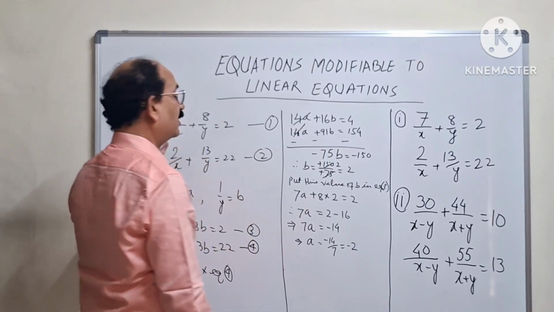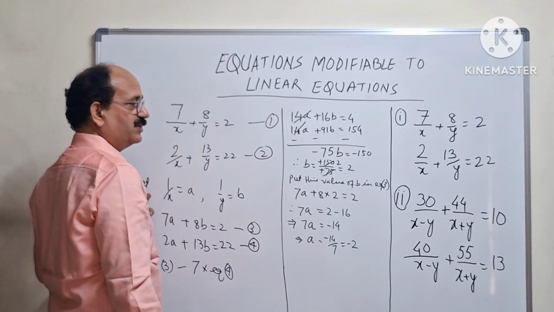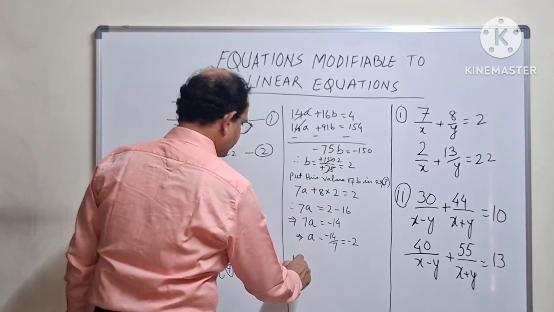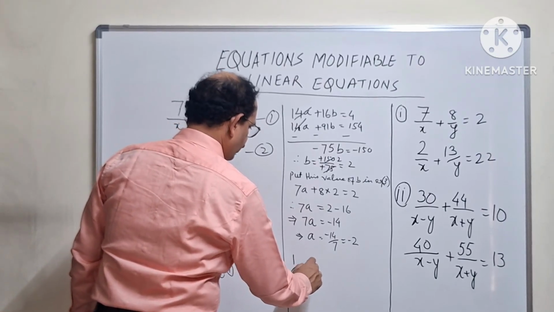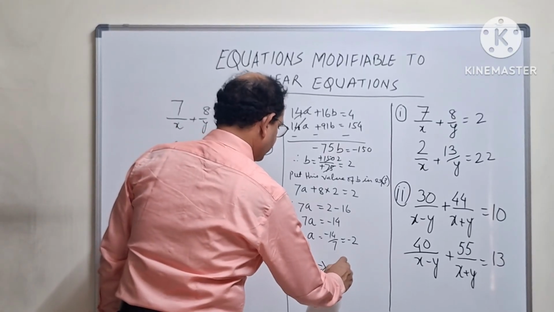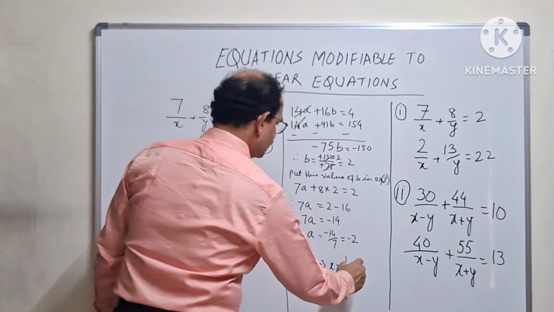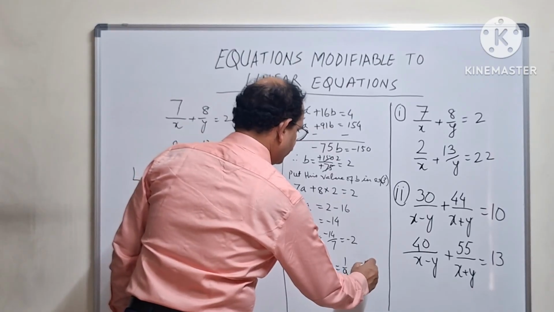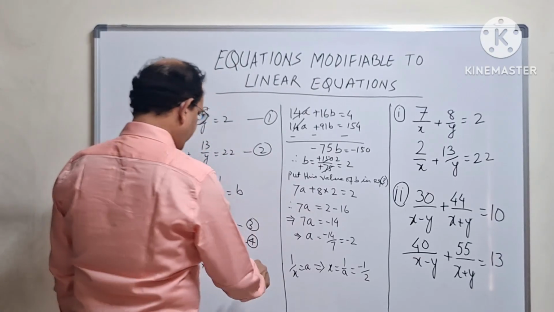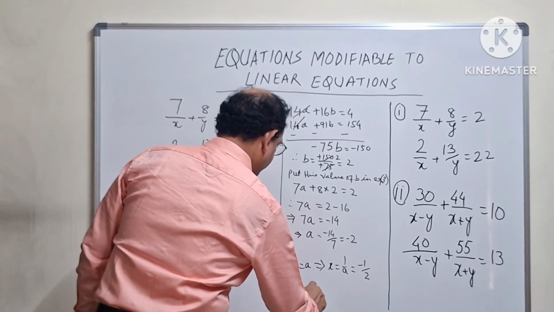Don't forget that you have to solve for x. So to solve for x, we'll come to whatever assumption we had. We have the assumption that 1 by x is equal to a. Therefore, x will be equal to 1 by a. And we have the value a is equal to minus 2, and therefore x will be equal to minus 1 by 2.